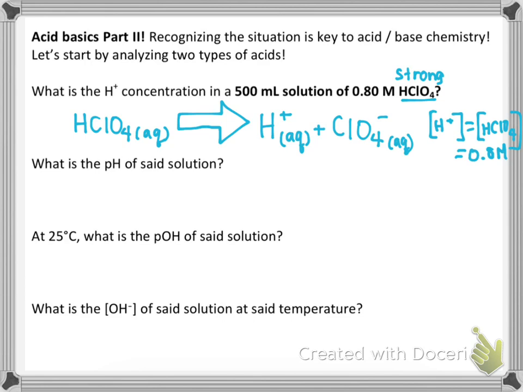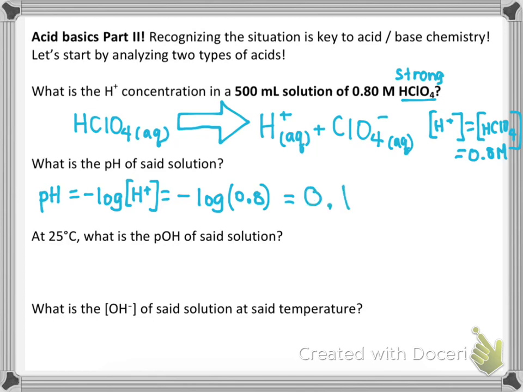Okay, so then they go on to ask us to figure out the pH of the solution. And we know that pH is the negative log of our proton concentration, which is going to be the negative log of 0.8. And this value ends up being about 0.1. So this is a very acidic solution, which is expected.